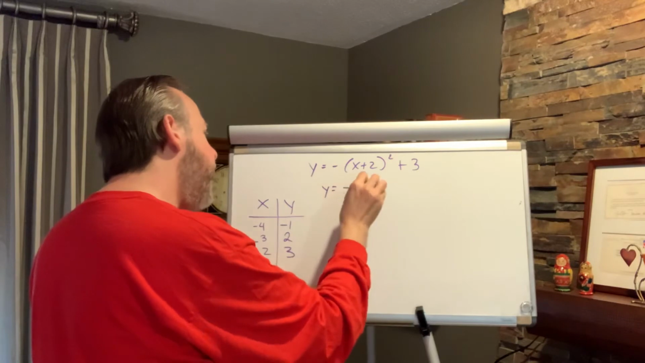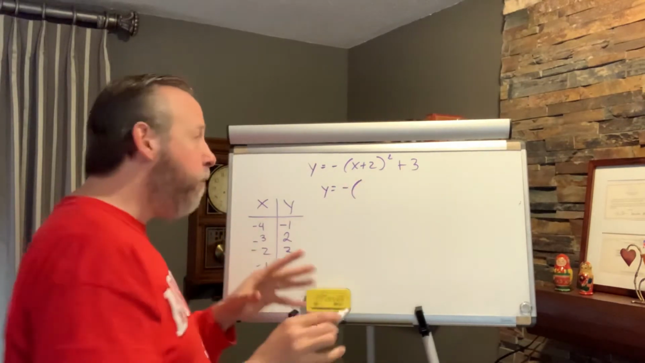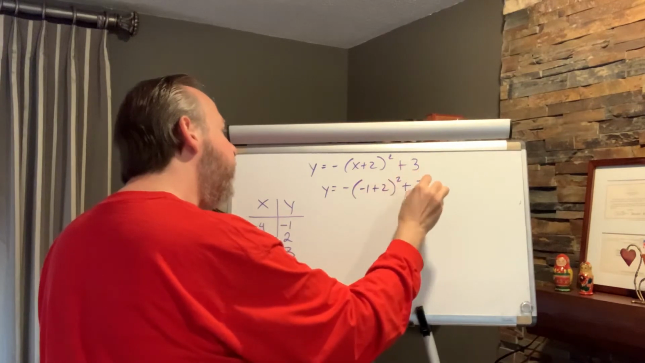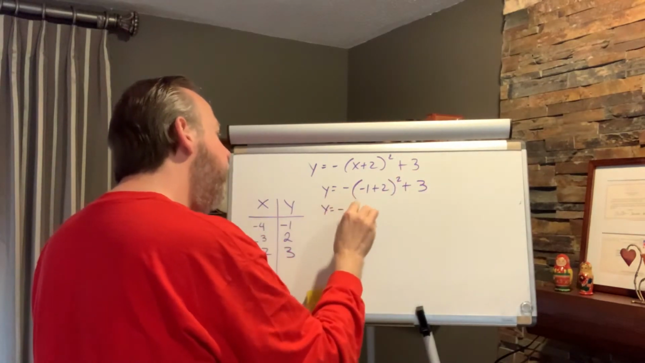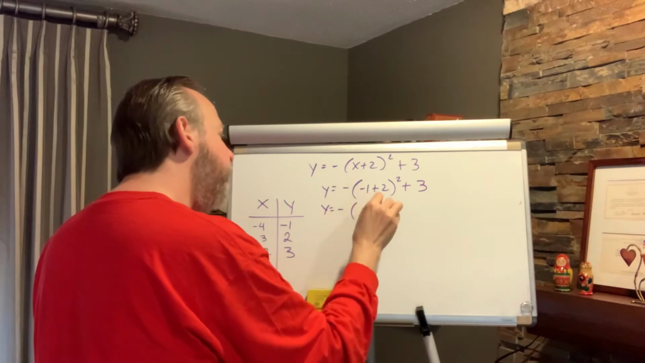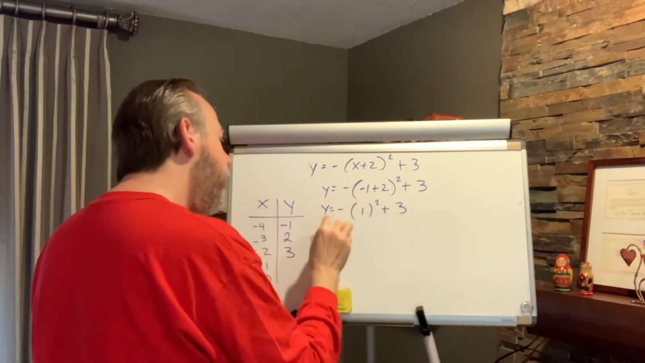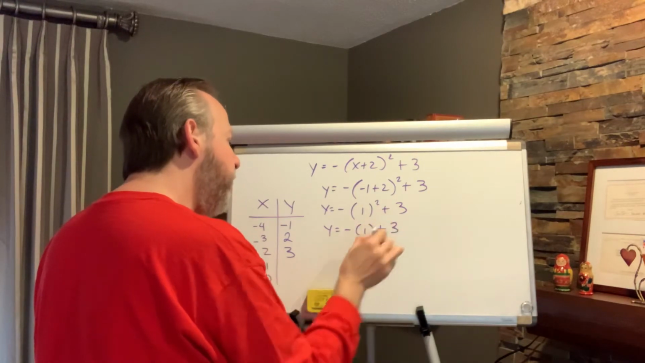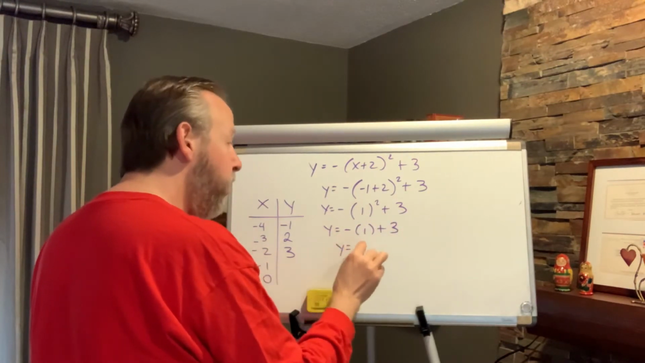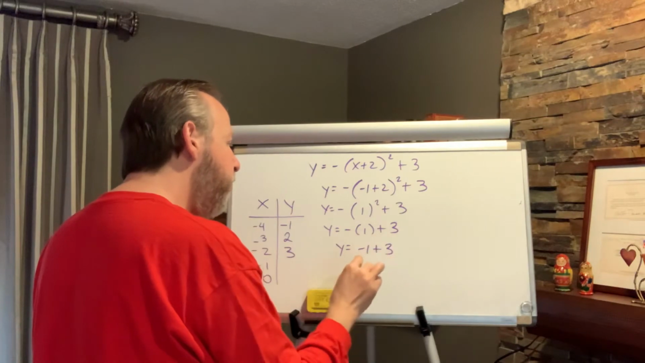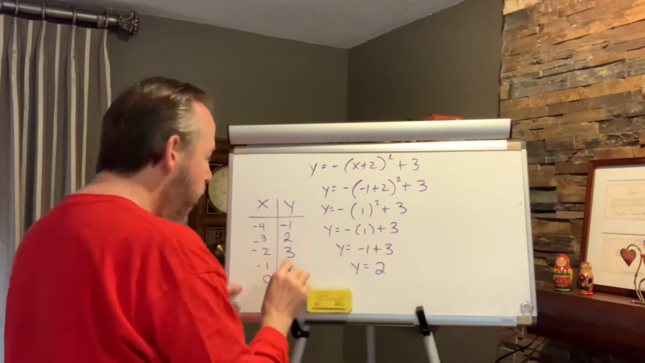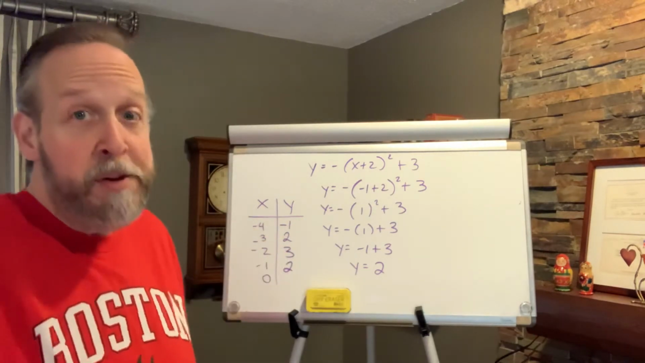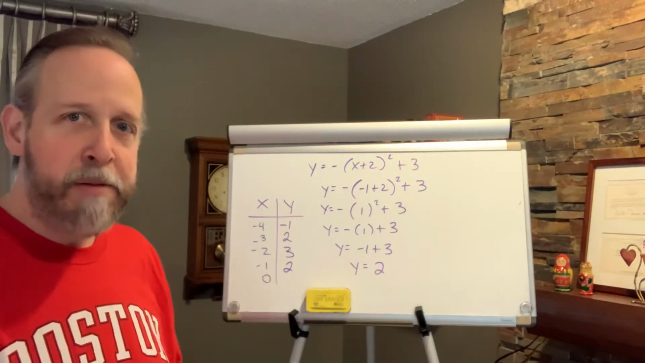So y equals negative parenthesis. Now I'm going to plug in negative 1. Negative 1 plus 2, quantity squared plus 3. Again, parentheses first. Negative 1 plus 2 is positive 1 squared plus 3. Positive 1 squared is just still 1 plus 3. Negative times 1 is negative 1 plus 3. Negative 1 plus 3 is 2. We are seeing the symmetry filling out the table, which means we could have pretty good faith that we've been doing it right.